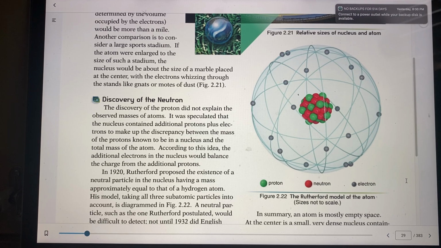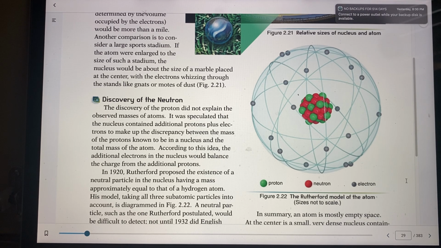So here's the Rutherford model of the atom. This is, I think, a test question, maybe a quiz question: who did the planetary model? Who gave us this model? Rutherford did. So here you see the protons and neutrons in the middle, and you see the electrons going around, similar to our model that we have today.